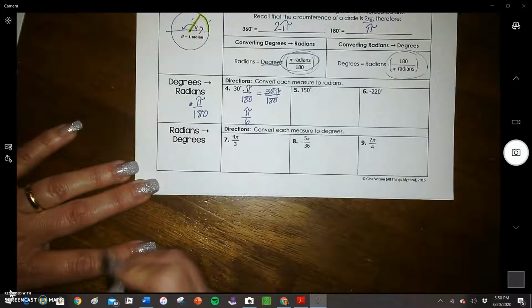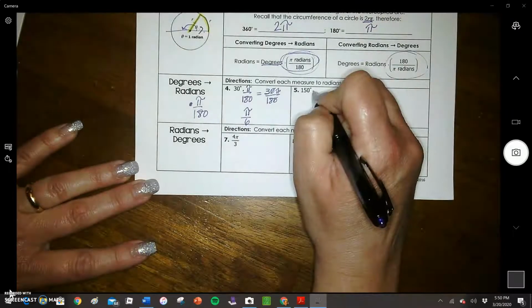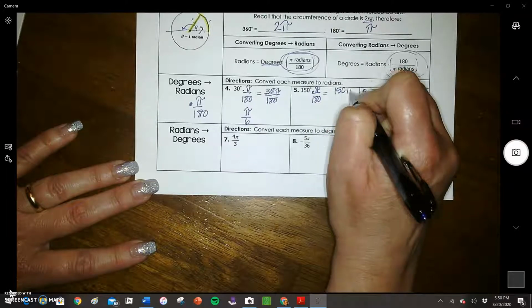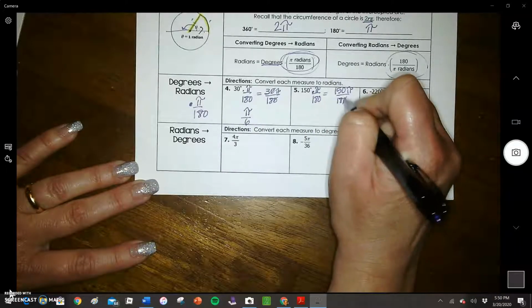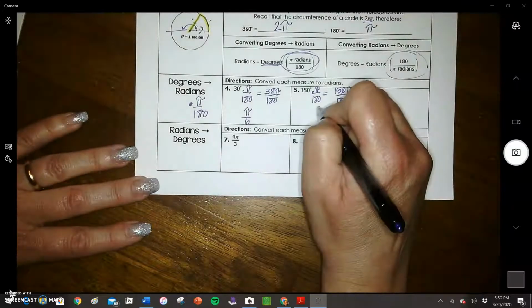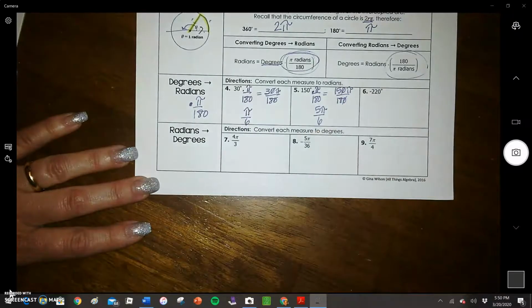Okay? 150 degrees, I'm going to do the same thing, multiply by pi over 180, do a little bit of math, a little bit of algebra. I'm going to get rid of those zeros. So 15 over 18 is going to reduce to 5 pi over 6.